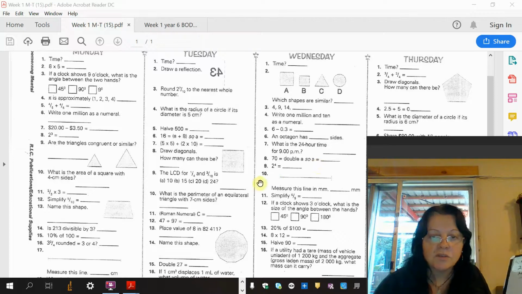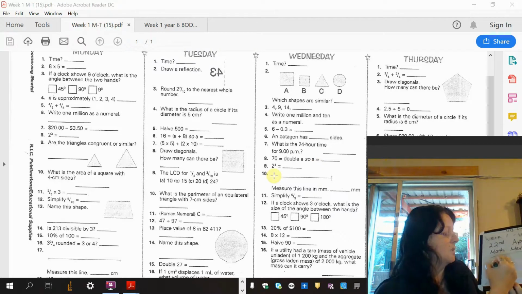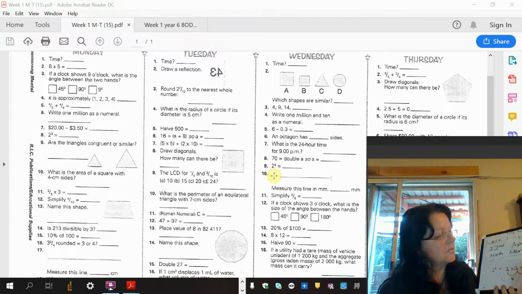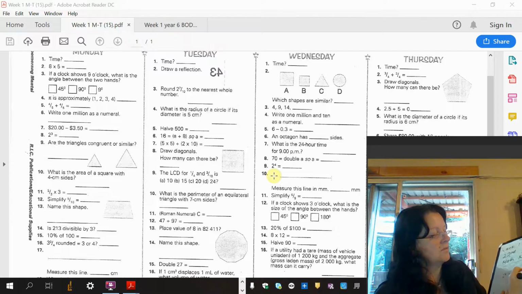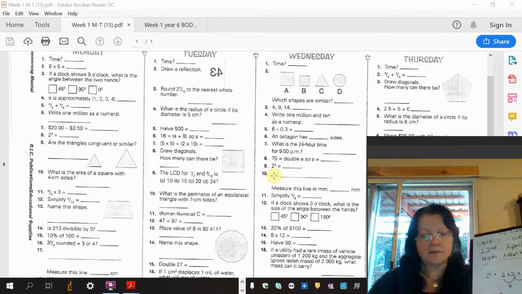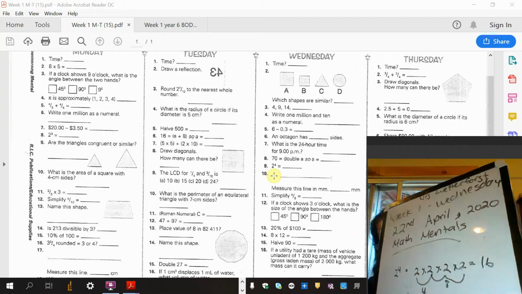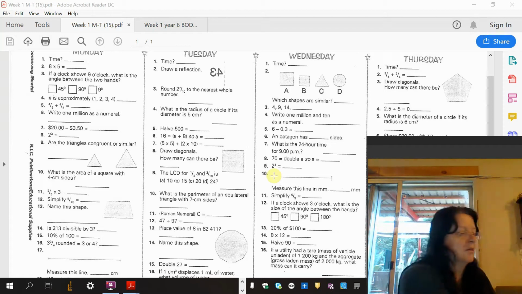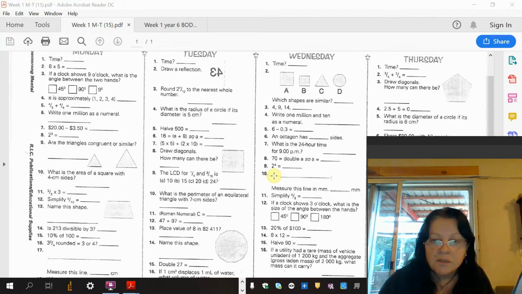Our next one, 2 to the power of 4, which means 2 times 2 times 2 times 2. So we go along and we say 2 2s are 4, 4 2s are 8, 8 2s are 16. Okay, next one.